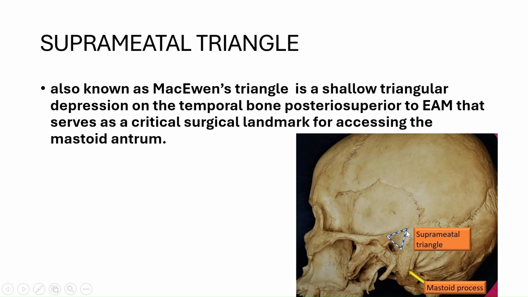So superiorly it is the margin formed by the supramastoid crest, anteriorly the posterior superior aspect of the external acoustic meatus, and posteriorly we draw an imaginary line. This triangle marks the location of the mastoid antrum. It is very important surgically. Sometimes you will see a small projection, the suprameatal spine, at the anteroinferior aspect. Somewhere here you can see the spine of Henle, but here it is not seen.